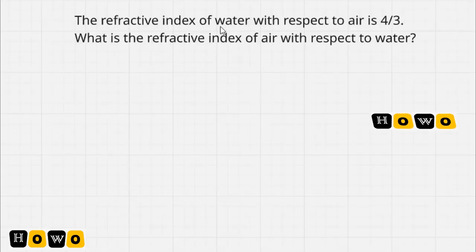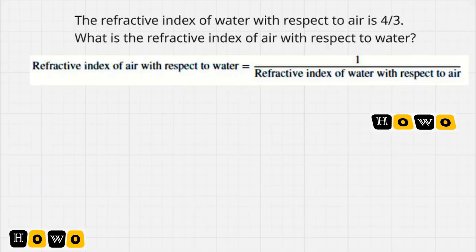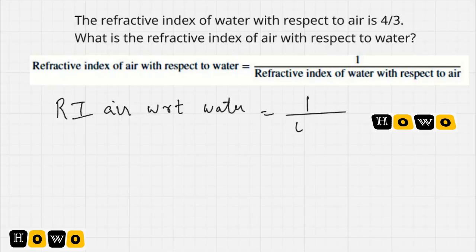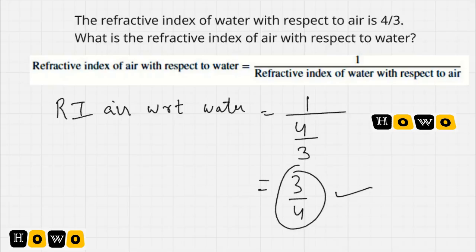In this question, the refractive index of water with respect to air is 4 by 3 and we have to find the refractive index of air with respect to water. We know that the refractive index of air with respect to water is inversely proportional to refractive index of water with respect to air. So we can put the values and we can find it out. Refractive index of air with respect to water will be equal to 1 upon 4 by 3, or I can write it as 3 by 4. So the answer is 3 by 4.